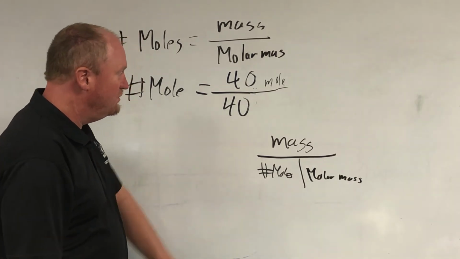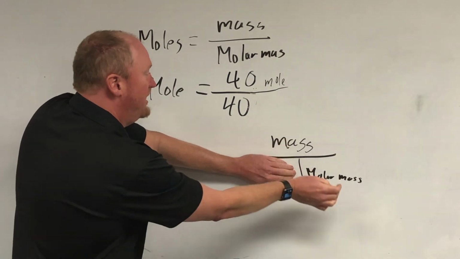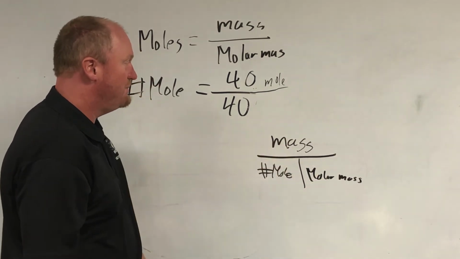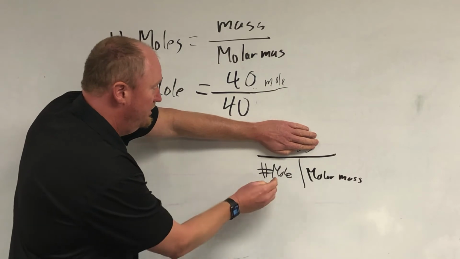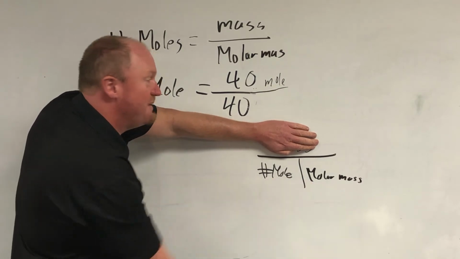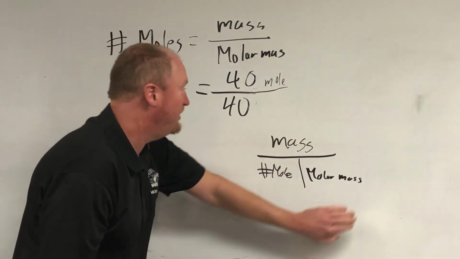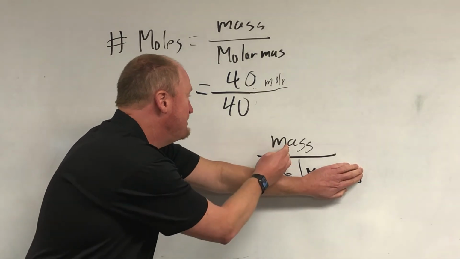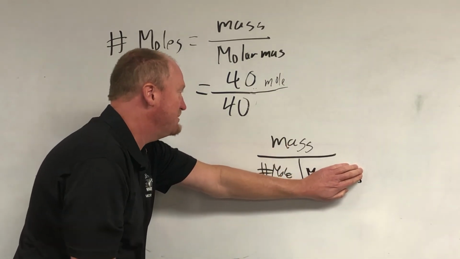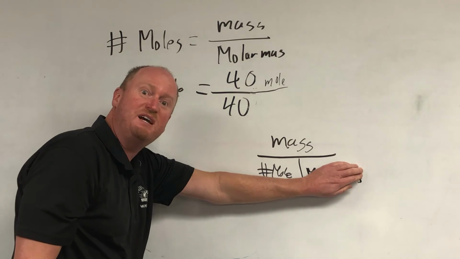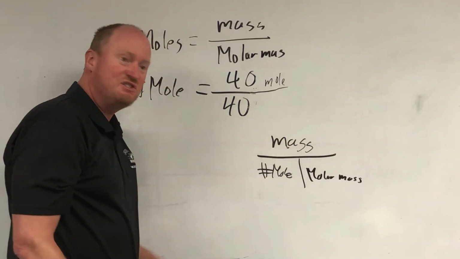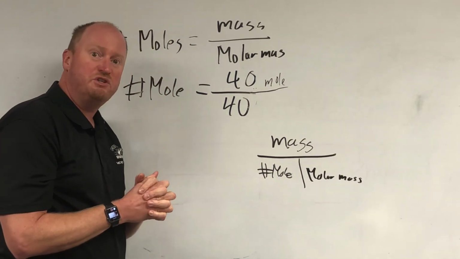Okay, you want to find the number of moles? Mass divided by molar mass. You want to find the mass of a sample? The number of moles you got times the mass of each mole. You want to find the molar mass of an object? Take the mass divided by the number of moles in that mass, and you got the molar mass. So there's all sorts of ways you can approach it.